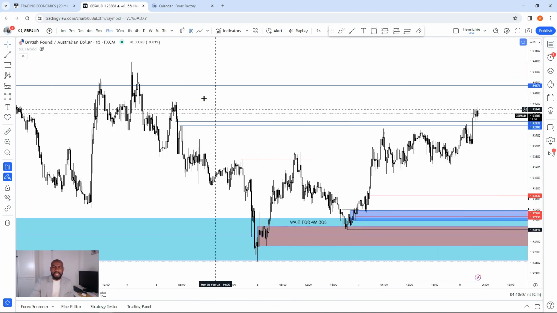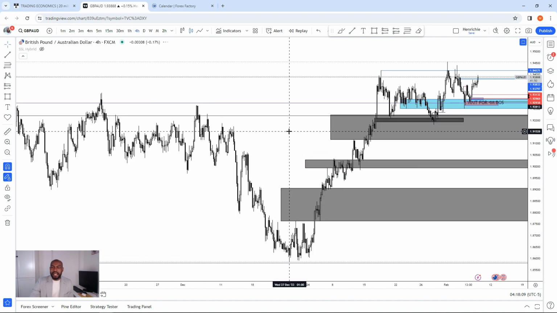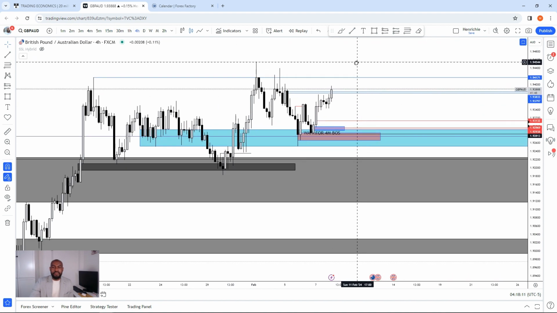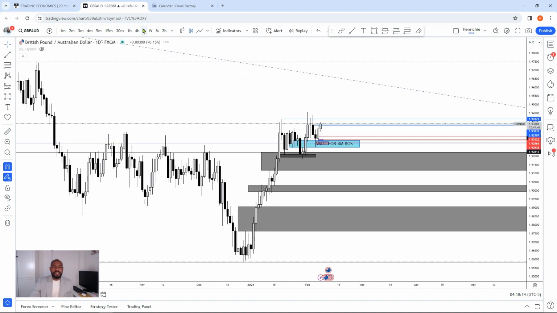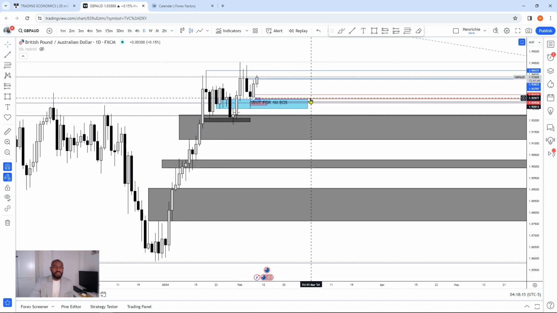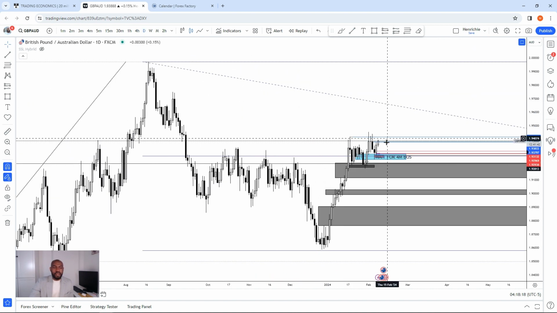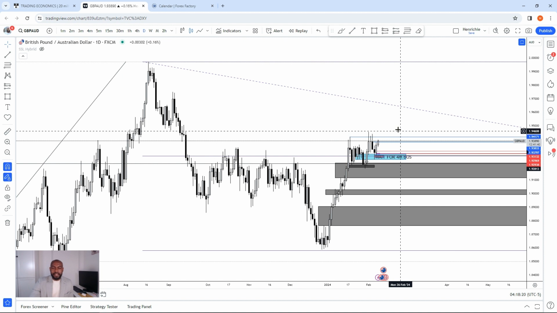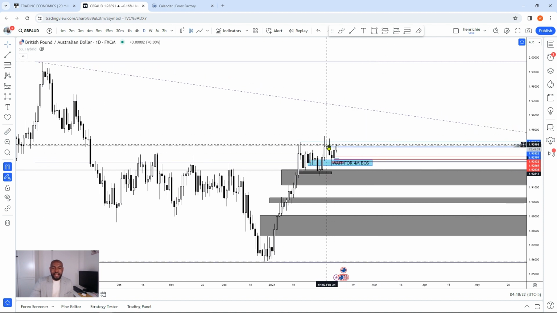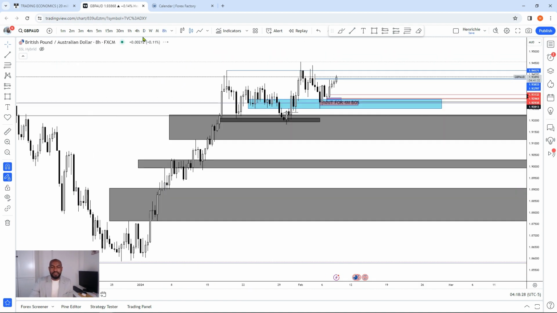And for GBP AUD, I'm going to do more in-depth analysis on this to look for potential areas where we could anticipate to see price come back into, for us to potentially look for a continuation to the upside. Because right now we have this down close candle mitigated this key level. So let's look at the 8-hour time frame.